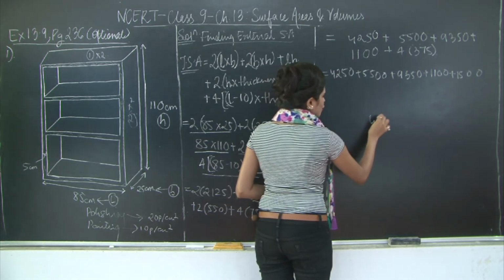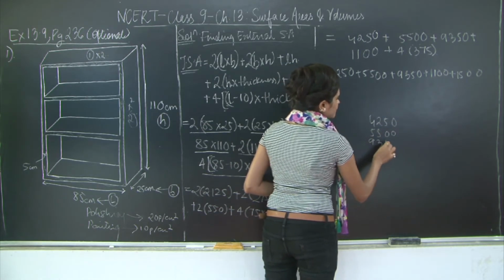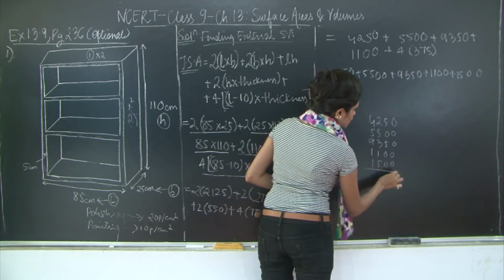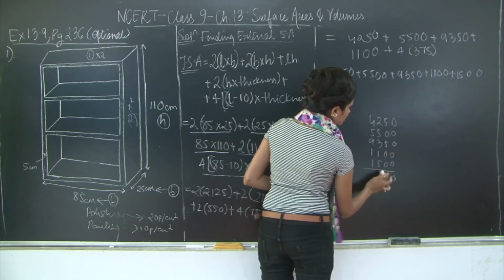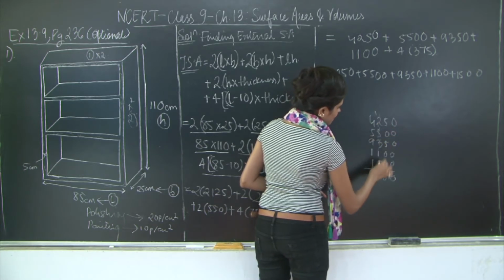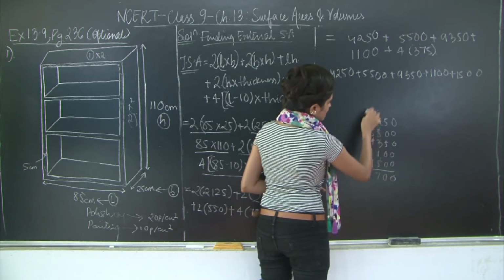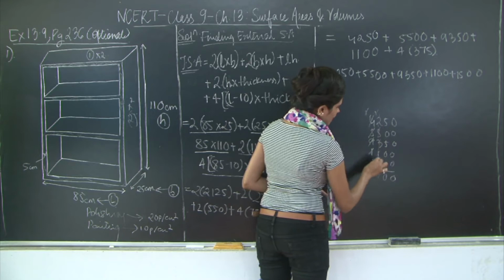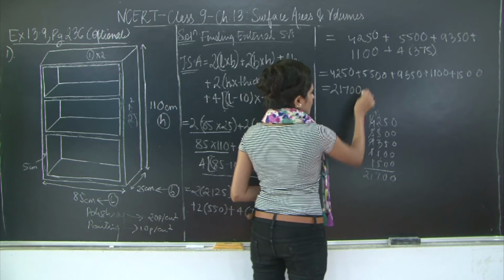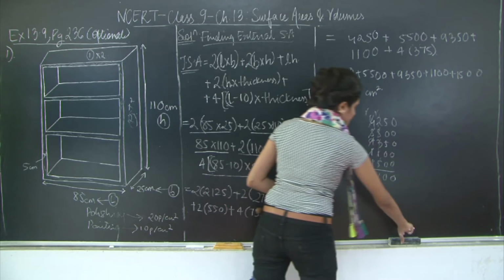Let's add these terms. 4250, 5500, 9350, 1100 and 1500. So you get 0, 10, 5, 6, 7, 8, 9, 10, 15, 16, 17. Then 9, 10, then another 10, 20 and 1. So 21,700 centimeters square. This is the external surface area.